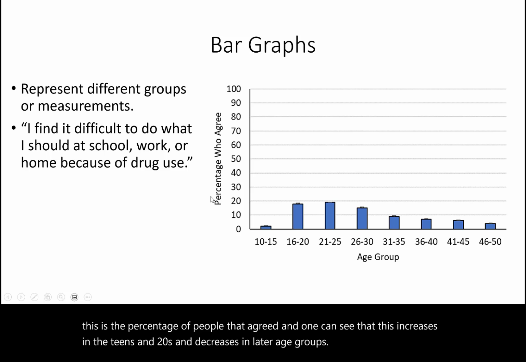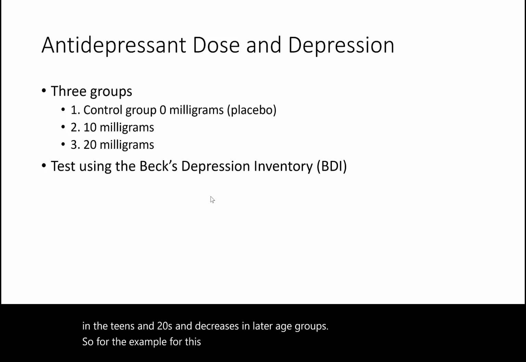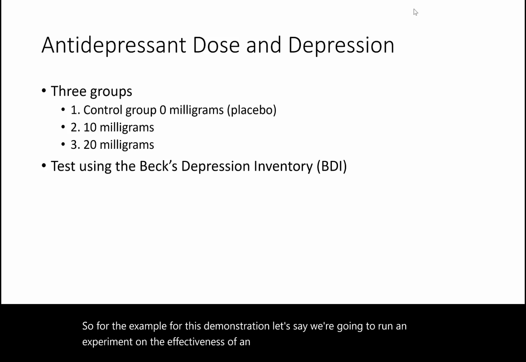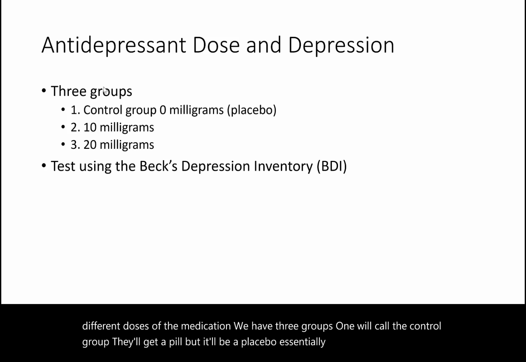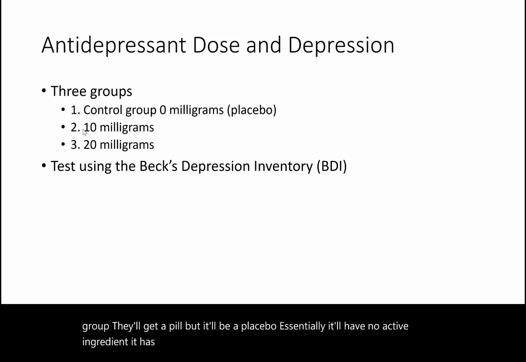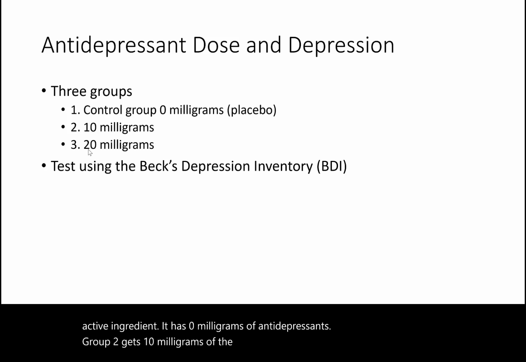So for this demonstration, let's say we're going to run an experiment on the effectiveness of an antidepressant. And we're going to look at different doses of the medication. We have three groups. One we'll call the control group. They'll get a pill, but it'll be a placebo. Essentially, it'll have no active ingredient. It has 0 milligrams of antidepressants. Group 2 gets 10 milligrams of the antidepressant, and group 3 gets 20 milligrams of the antidepressant.